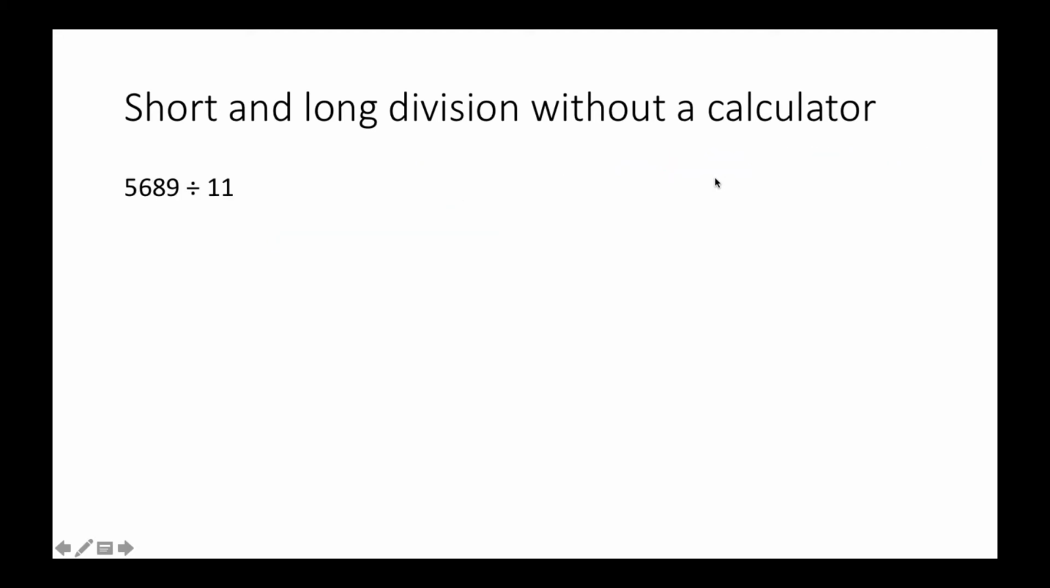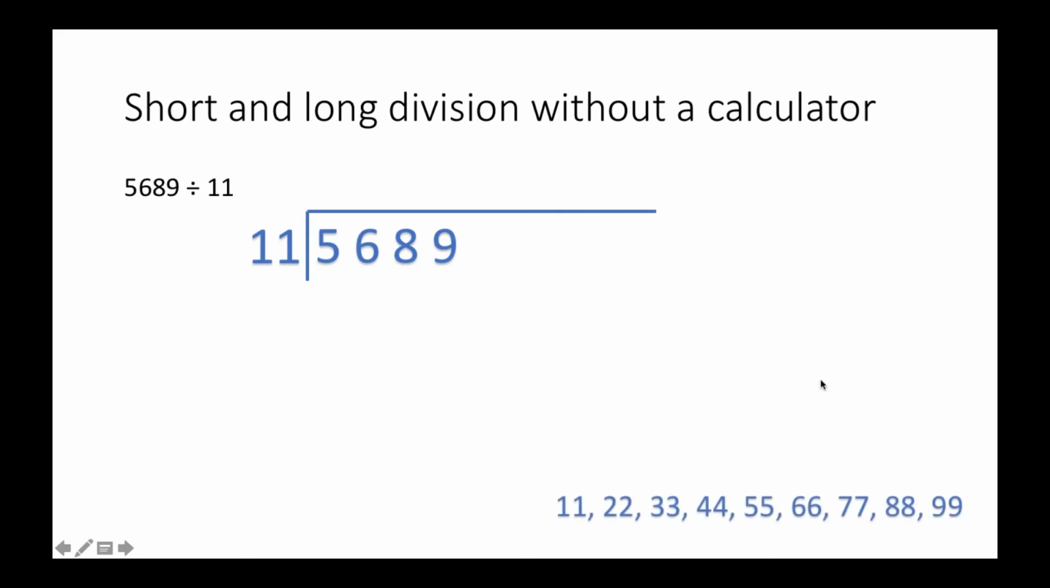Okay. Right, now we're getting a bit more complicated. So this one's a harder question. 11 isn't too bad to divide by, but I know for a fact that 11 doesn't go into 5,689 exactly. So your final answer will be quite complicated. So here is the question: 5,689 divided by 11. Now, I've written my 11 times tables just down here.